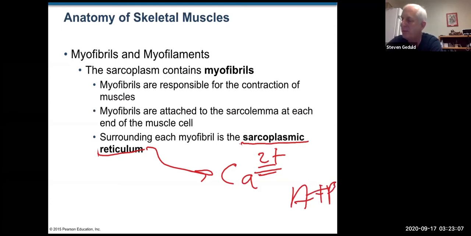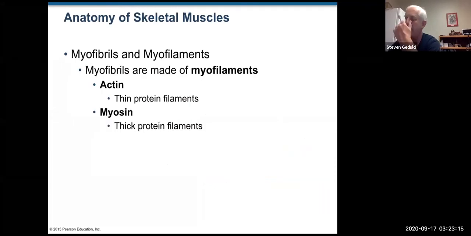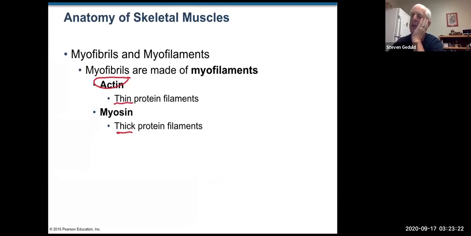Okay. You have to have calcium and ATP to let the muscle contract. The myofilaments, like I said, the thin ones are actin. The thick ones are myosin. And they slide past one another. As they slide past one another, they pull the ends of the plasmalemma together, shortening the muscle. And we'll go into great detail how that works.